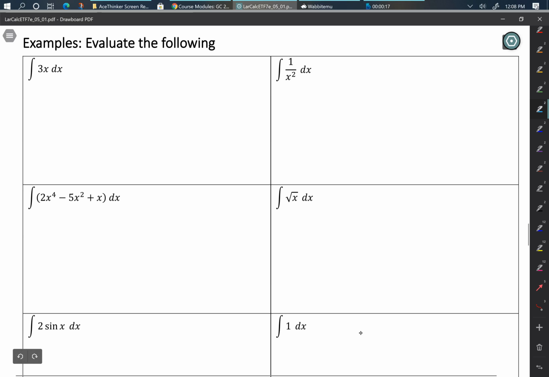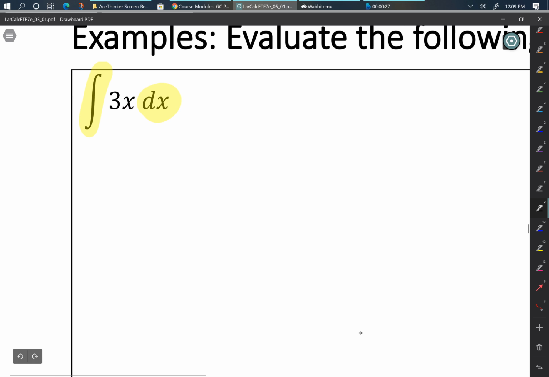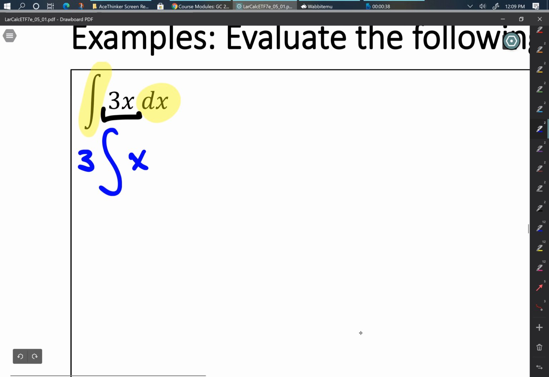All right, so first things first, the integral of 3x dx. I have my operator here that tells me to take an antiderivative. The differential dx tells me an independent variable is x. My integrand is the expression 3x. If I'm doing this step by step, I would say this becomes 3 times the integral of x dx. I'm treating that 3 as a coefficient, so I'm just moving it out in front. I'll deal with it later.